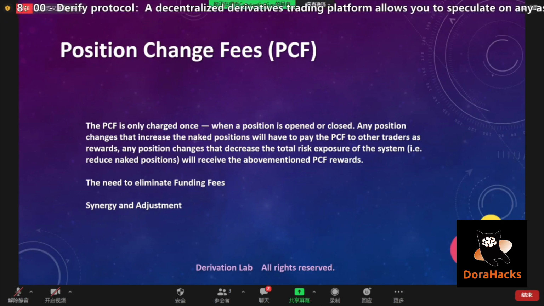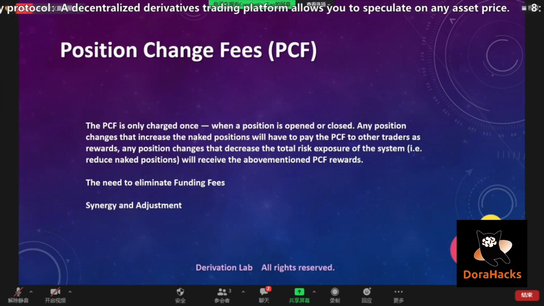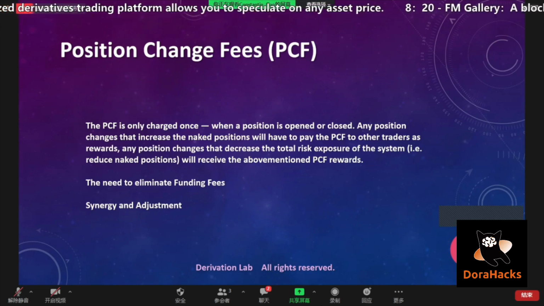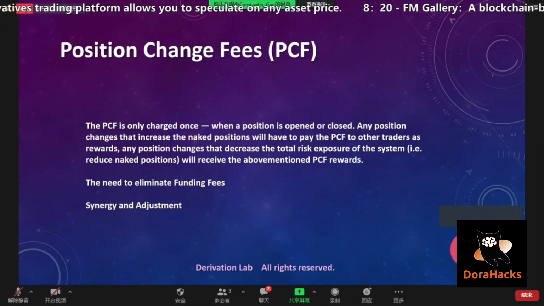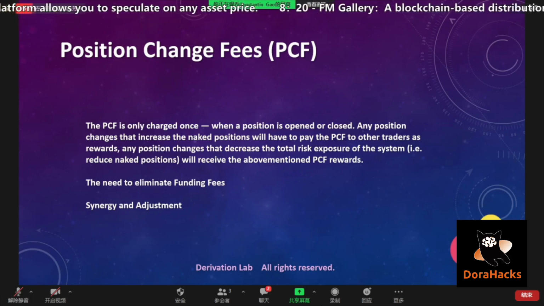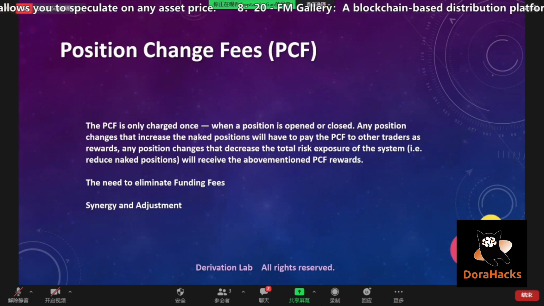But we have this PCF, it's charged whenever, and it can work whenever possible. So when there's a huge risk, people will try to use the arbitrage opportunity to earn PCF, and they will try to minimize the risk of the system.